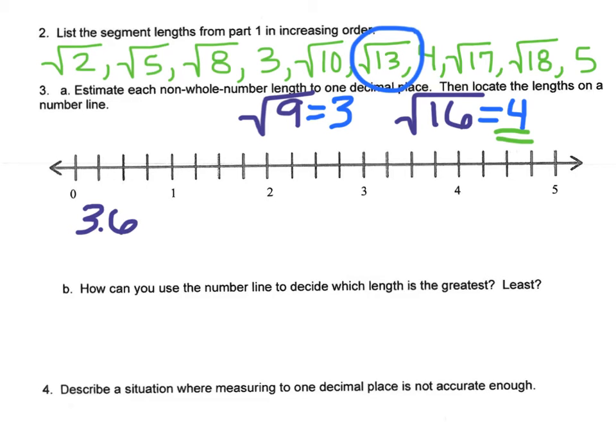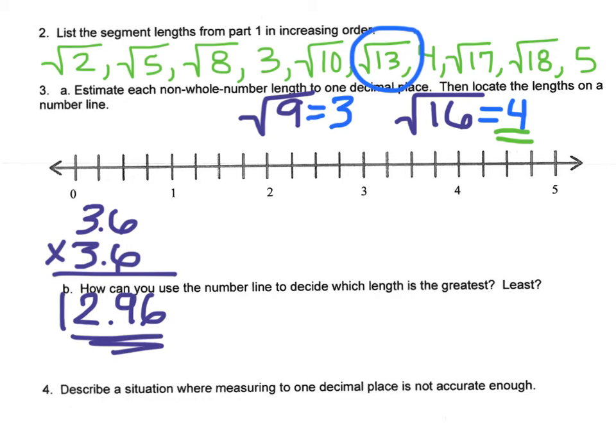To see how good of an estimate 3.6 is of the square root of 13, I just need to multiply 3.6 by itself. This is work you could do by hand, or this is work you could do on a calculator. I'm going to grab a calculator and type in 3.6 times 3.6. And I get 12.96. Now that's really close to 13. It's just a little bit smaller.